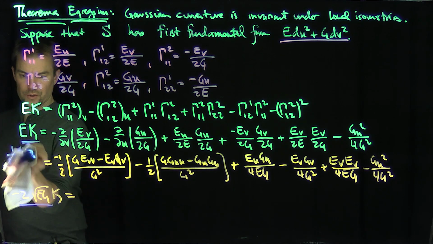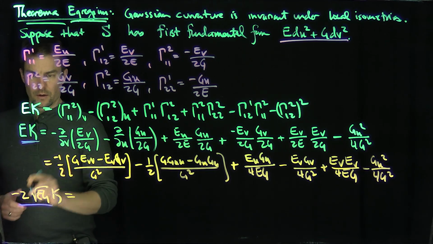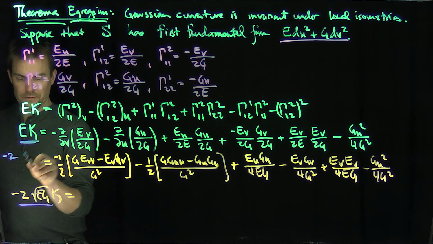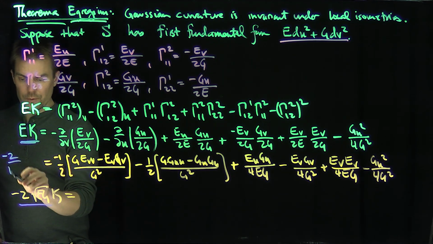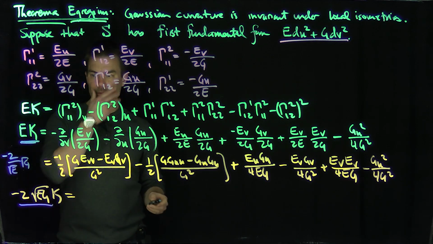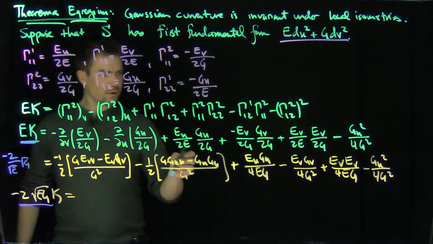So we're going to take this equation over here. Let's be a little more careful. I'm going to take this equation over here, multiply by negative 2, and divide by a root E. That will give me a square root of E, and then multiply by square root of G. Okay? And that'll give me exactly what I want. So we're going to do the same thing over here. So all the negatives are going to turn into positives, right?